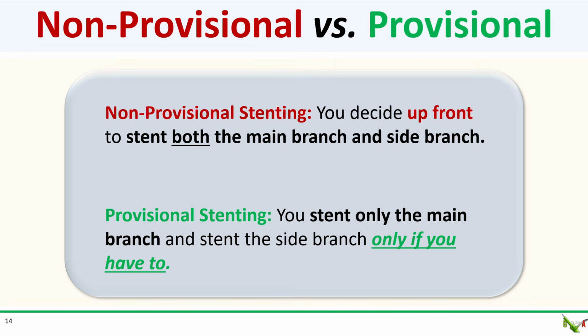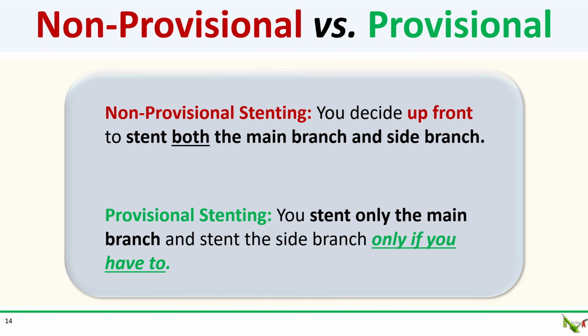Now, there are two broad approaches to treating a diseased bifurcation. There is non-provisional stenting and there is provisional stenting. In non-provisional stenting, you decide up front that you need to stent both the main branch and the side branch. This is usually when both branches are large and both branches have severe disease.